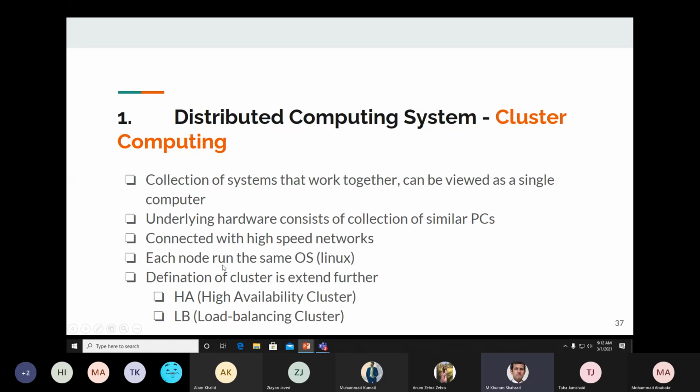Each node runs the same operating system. The definition of a cluster is extended further. So what kind of clusters are there? There are many types, but let's consider these two types of clusters. It depends upon our requirement. Do we want high availability, or do we want load balancing? So we have a high availability cluster and a load balancing cluster.